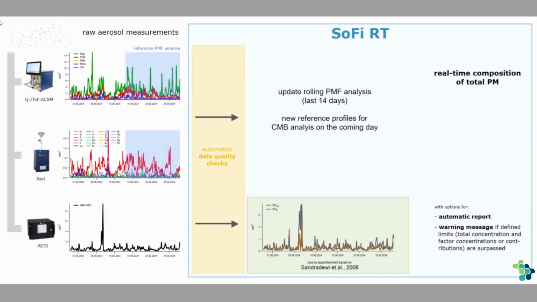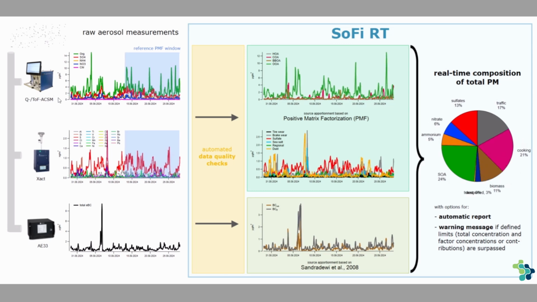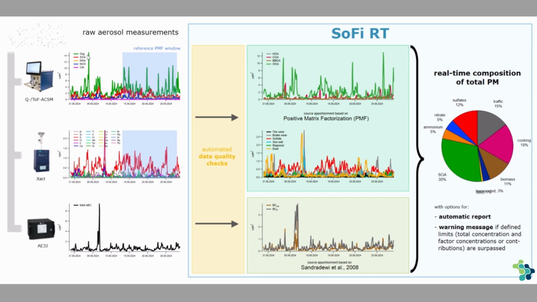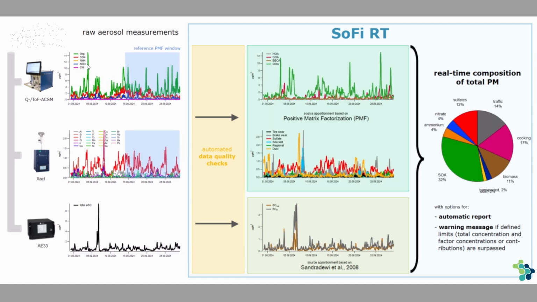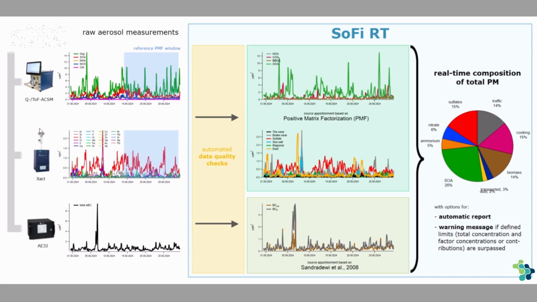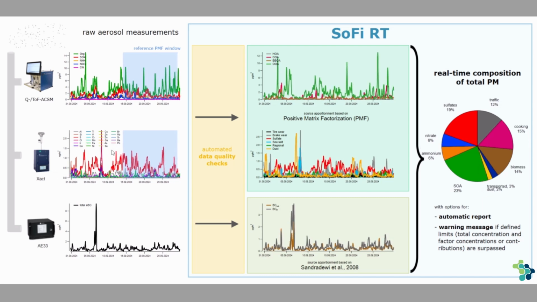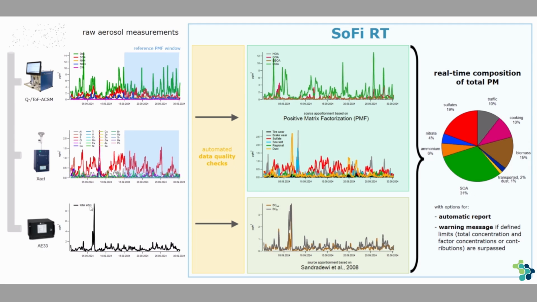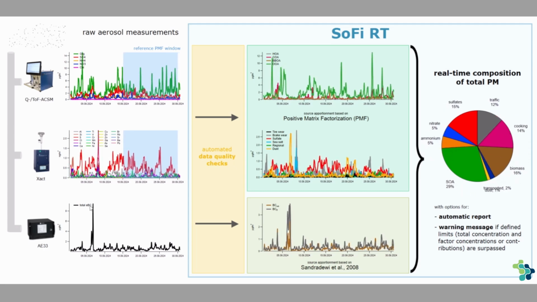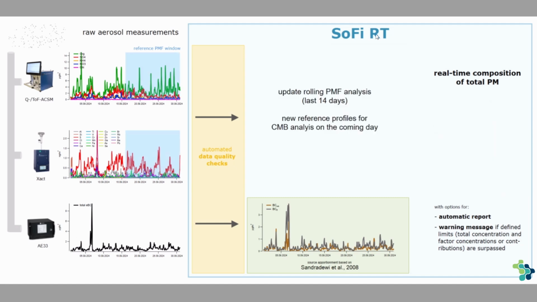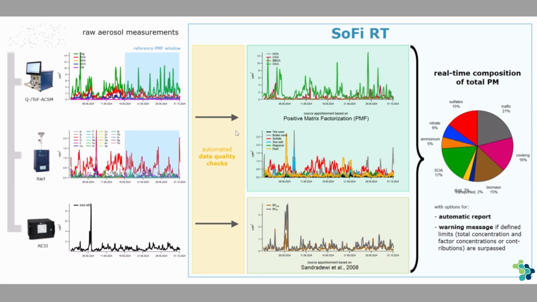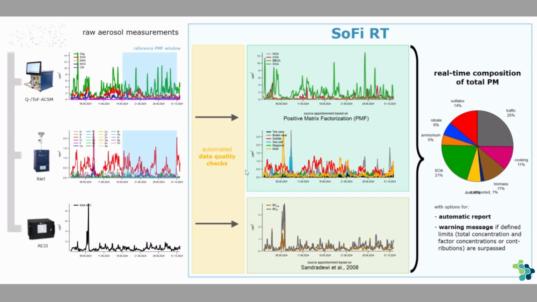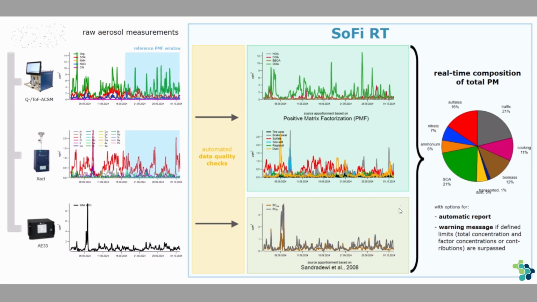We collect ambient air with a Q or TOF ACSM that measures non-refractory components, for example organics, sulfate, ammonium, nitrate or chloride. With the Xact instrumentation we have access to the elements, and with the Thermo AE33 we get access to black carbon data. This is the raw data. If this data is now linked to SoFi real-time, we have automated data quality checks and filtering, and finally real-time source apportionment of the data, as shown here for the evolving temporal information.